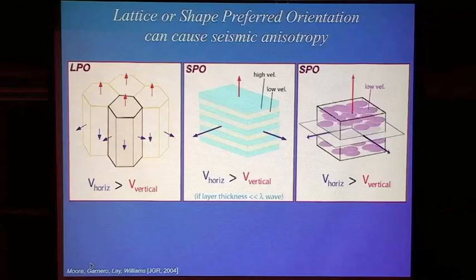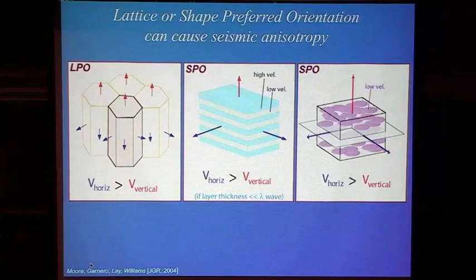But traditionally, the possibilities are it's related to actual anisotropic crystals that are in some bulk sense. These crystals have enough alignment so that a wave propagating through them will see this directional dependent velocity, so lattice preferred orientation. On the other hand, you can do this also with fabric.